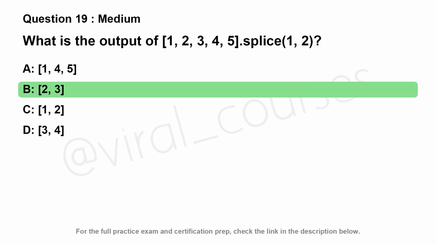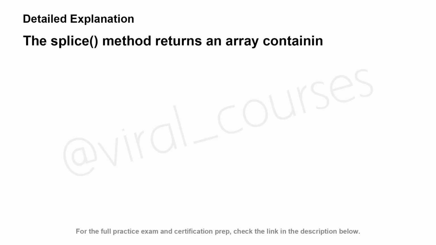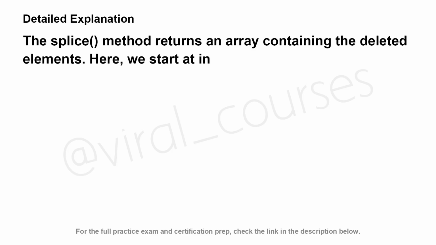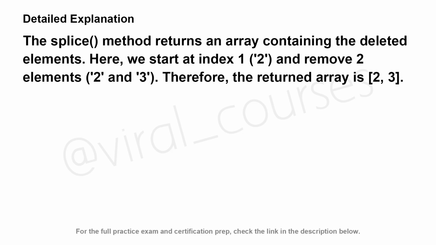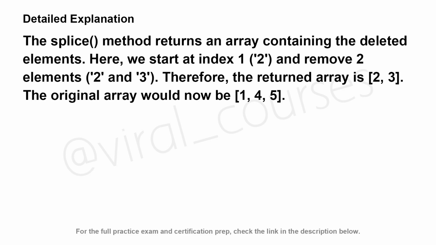The correct answer is B. The splice method returns an array containing the deleted elements. Here, we start at index 1 and remove 2 elements, 2 and 3. Therefore, the returned array is [2, 3]. The original array would now be [1, 4, 5].